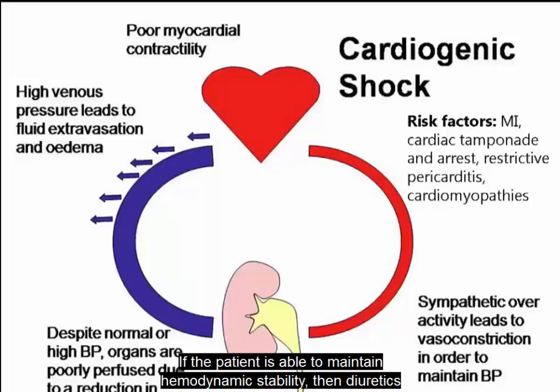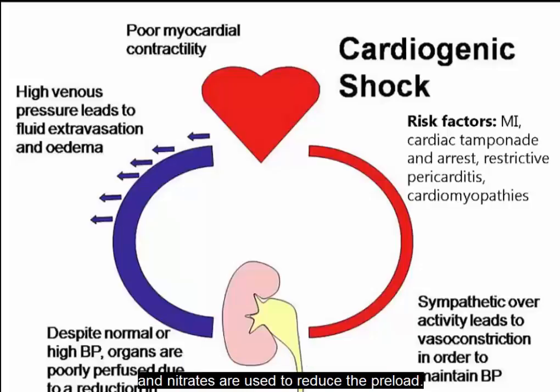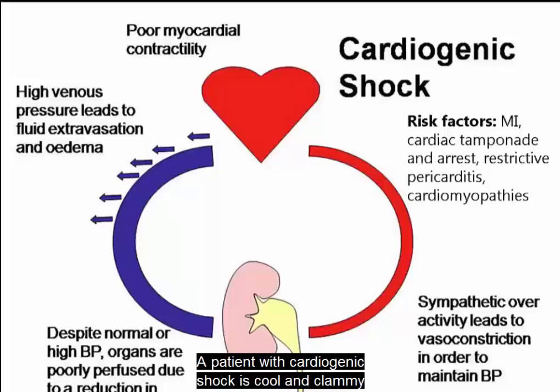If the patient is able to maintain hemodynamic stability, then diuretics and nitrates are used to reduce the preload. A patient with cardiogenic shock is cool and clammy, and hemodynamic monitoring indicates a high systemic vascular resistance. Changes with nitroglycerin infusion will not directly increase the SVR.